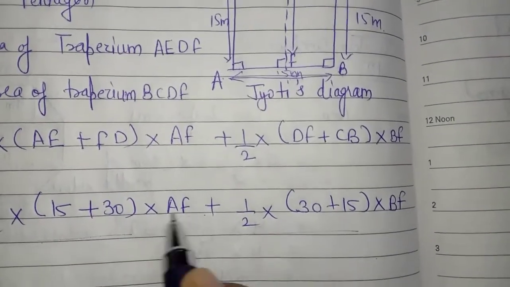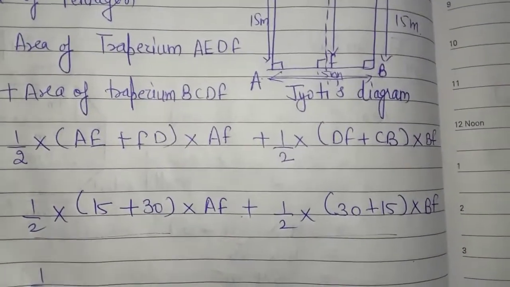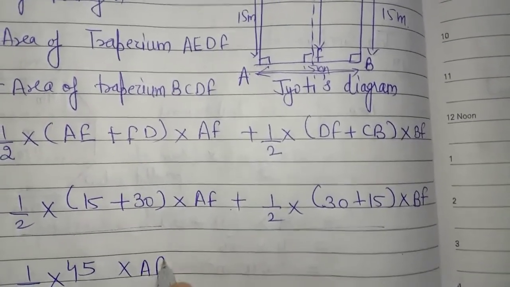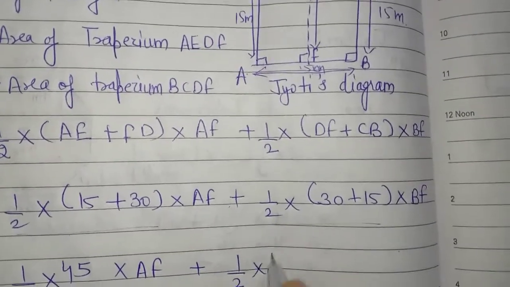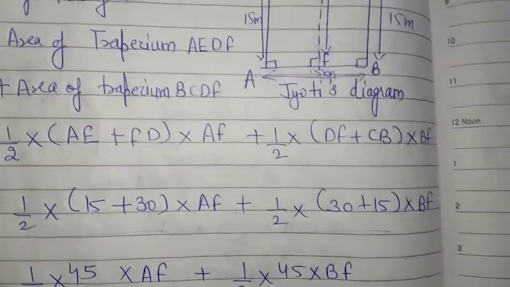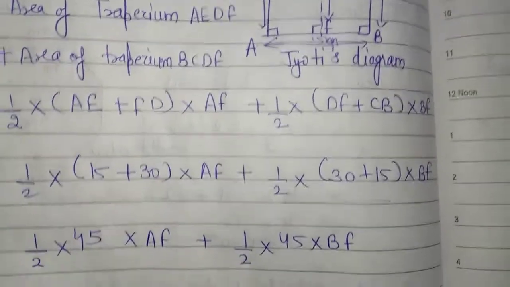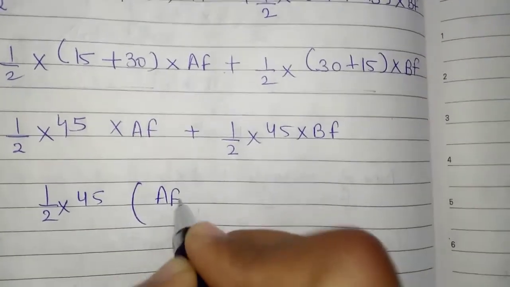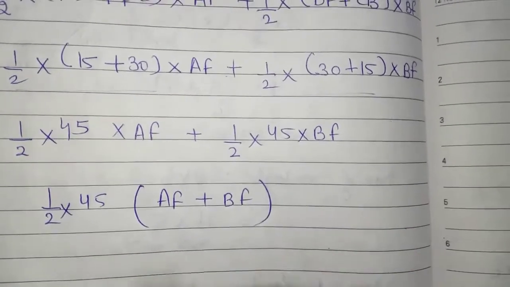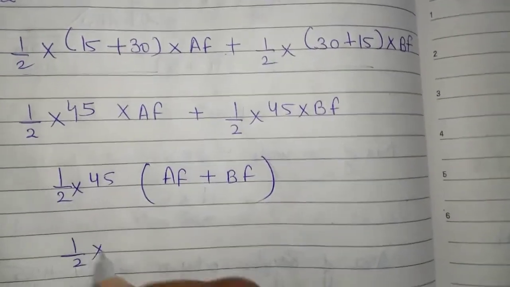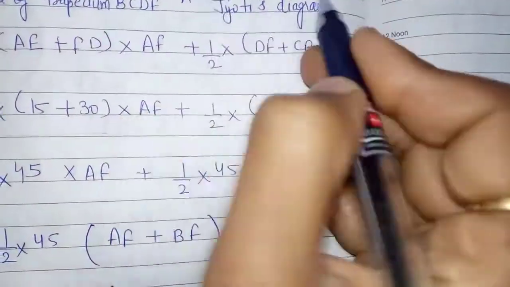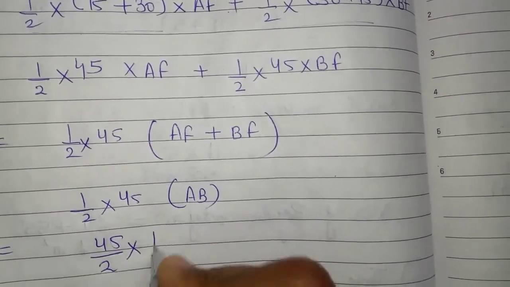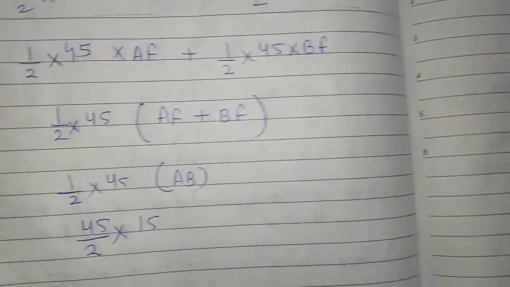This and this is common among these two. 1 by 2 into 45 multiplied by AF plus 1 by 2 into 45 multiplied by BF, and 1 by 2 into 45 is common among these two terms, and in bracket we can write AF plus BF, and on combining this will become AB, and 45 upon 2 into AB value is 15.